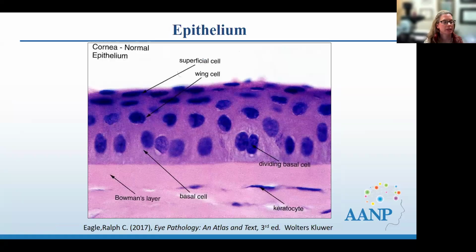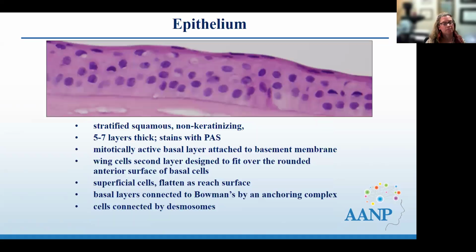So here we are looking at the epithelium. This is between 5 to 7 layers thick, and you have the basement membrane cells, which can divide. So you can see mitosis in that basement layer. On top of that, you have almost a cup-like structure where the wing cells overlay the basement cells. And then as you go towards the surface, the cells thin out and you have this non-keratinizing layer of epithelium with the superficial cells shedding off the surface. Below that, you have this acellular Bowman's layer. And if you did a PAS on here, you would see that there is an epithelial basement membrane layer, which is separate from this acellular Bowman's layer. And then beneath that is the stroma.